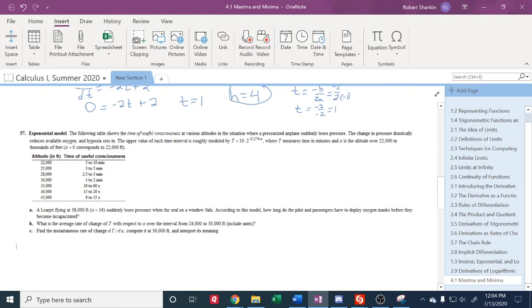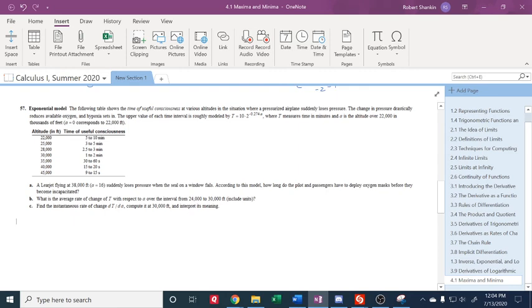Okay, and so it gives a table, times of useful consciousness. A Learjet flying at 38,000 feet, A equals 16, suddenly loses pressure when the seal in the window fails. According to this model, how long do the pilot and passengers have to deploy oxygen masks before they become incapacitated? Alright, so this is 38,000, and do we use this?